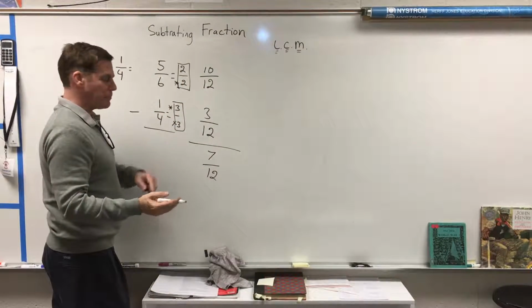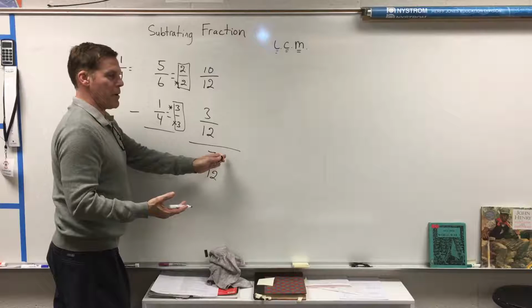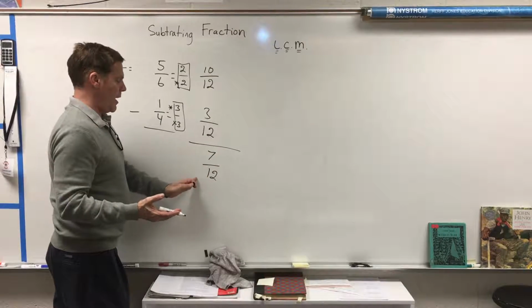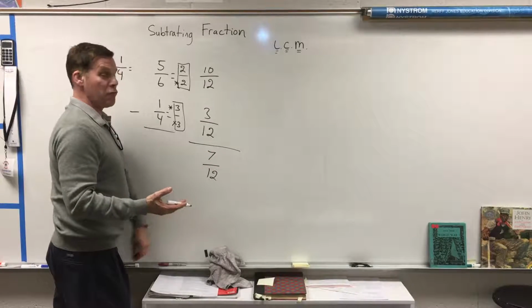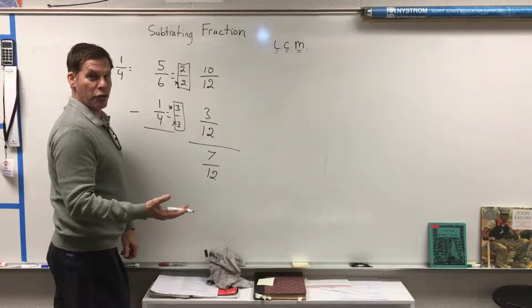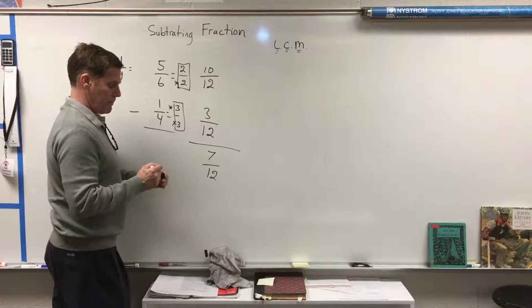7 is a prime number. I can either divide it by 7 or 1, and I cannot divide 12 by 7. So it's already in least terms.